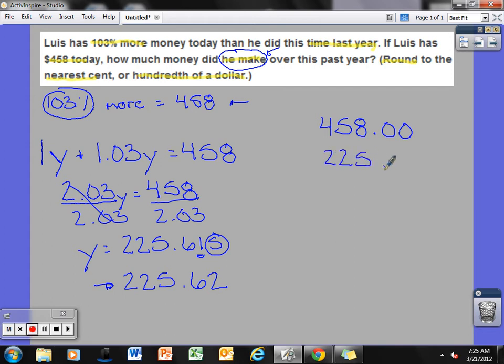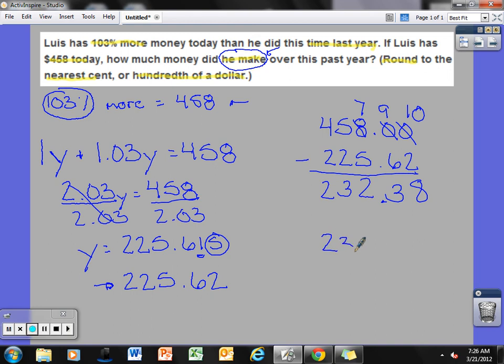Minus the $225.62. I subtract. Can't take 2 from 0. Can't take 6 from 0. I can take 5 from 8, but I have to borrow to make this bigger over here. This becomes a 9 because I borrowed 10 units from here. 10 minus 2 is 8. 9 minus 6 is 3. Decimal point. 7 minus 5 is 2. 5 minus 2 is 3. 4 minus 2 is 2.